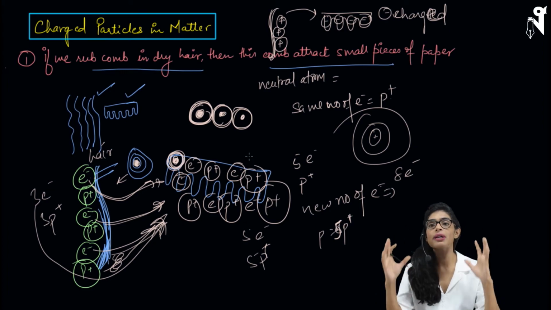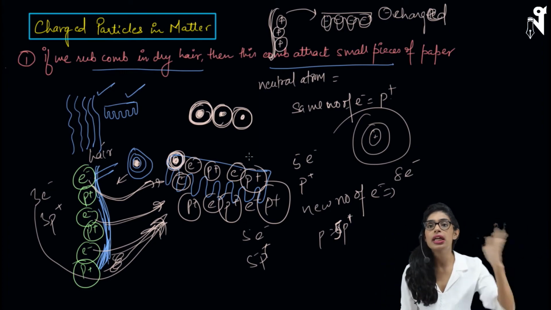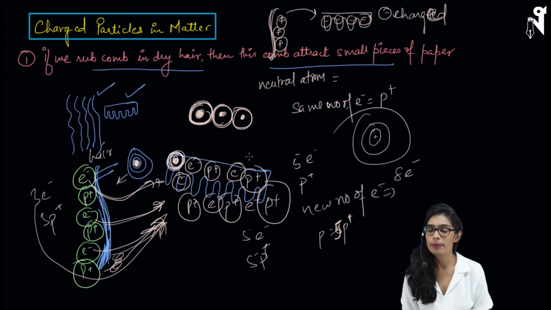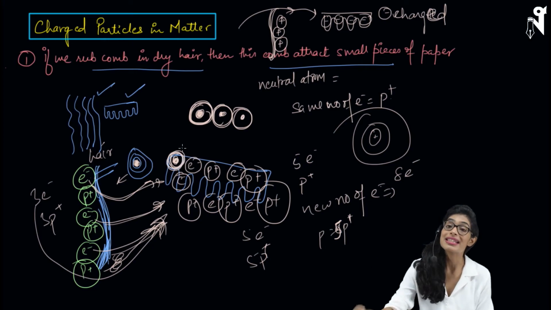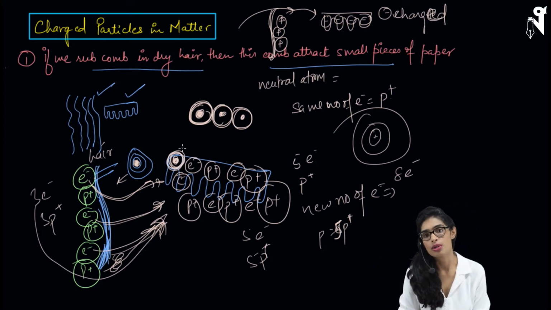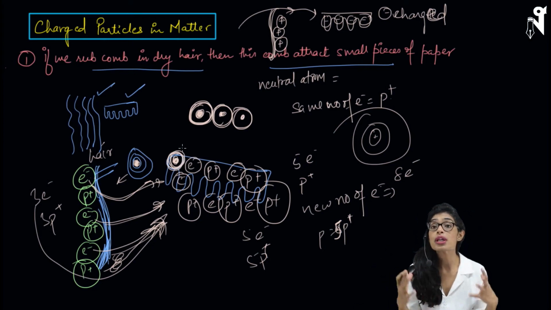So your comb has become charged by gaining the electrons of the hair. Okay, so this is about gaining the electron by comb and becoming charged, and that's how matter becomes charged. This is something which you can feel.